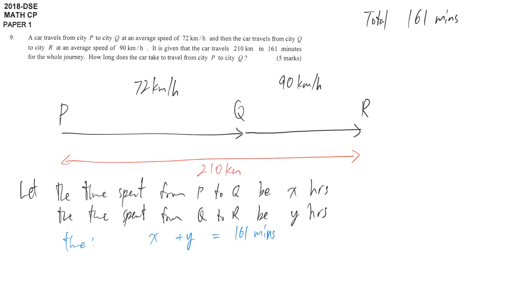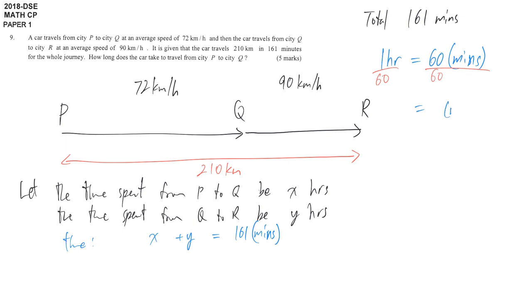But here is a problem: 161 minutes is not the same unit as what we let, and we prefer to use hours because of the speed. So we have to change this one. If you want to change the unit, you find out your target, you want to change the unit to hour, then you just think about how they are related. 1 hour is equal to 60 minutes, everyone knows that. So if you want minutes, then you just divide both sides by 60.